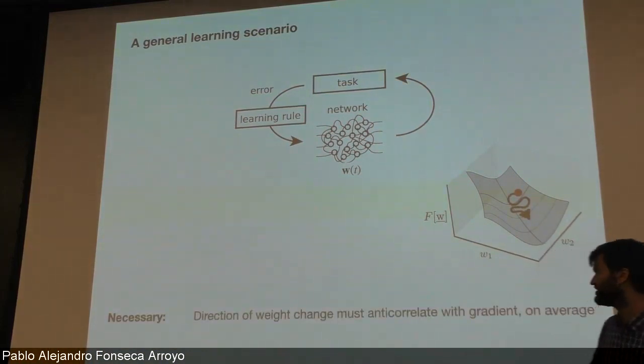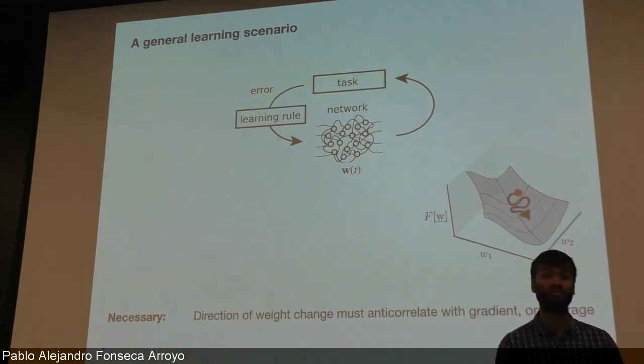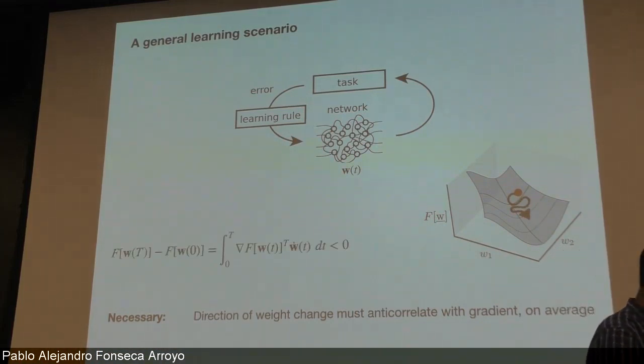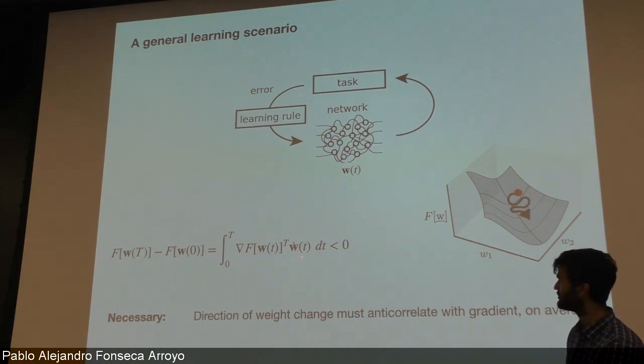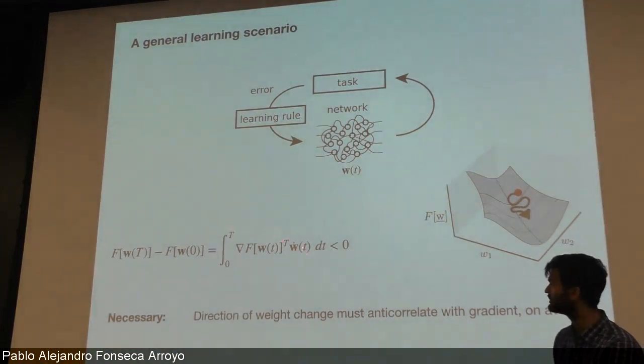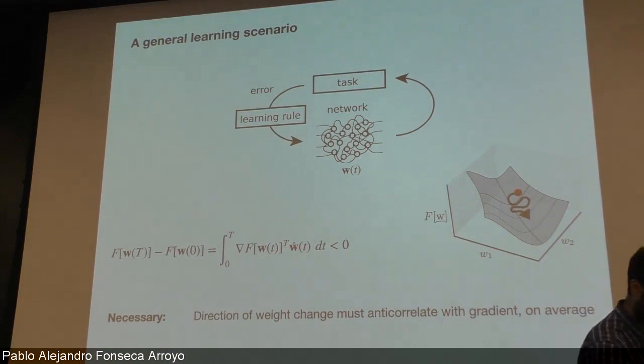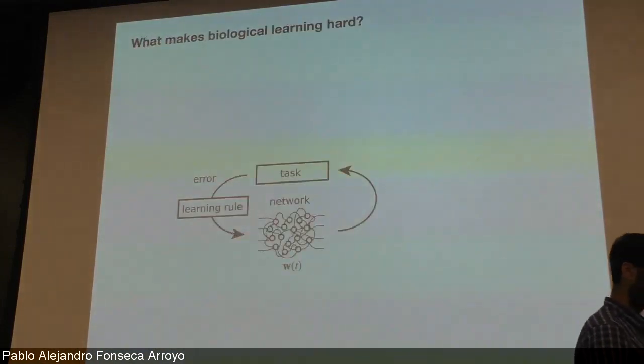So obviously, if I need to get to the bottom, on average, I need to be going downhill. My direction of weight change is going to have to anti-correlate with the gradient on average. And just by the fundamental theorem of calculus, that's just a mathematical representation of that statement. So my direction of weight change is a time derivative, and it's going to have to anti-correlate with this gradient. So overall, the integrand is negative on most points in time in expectation.